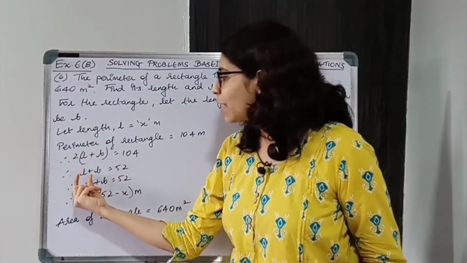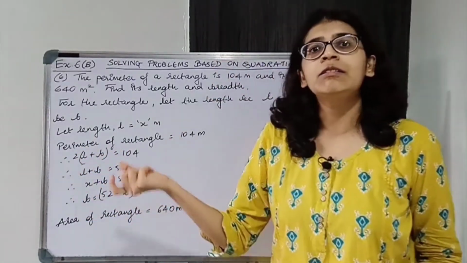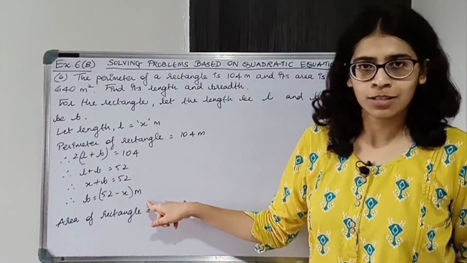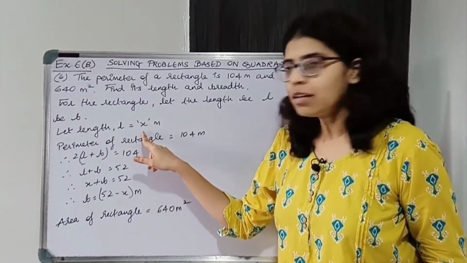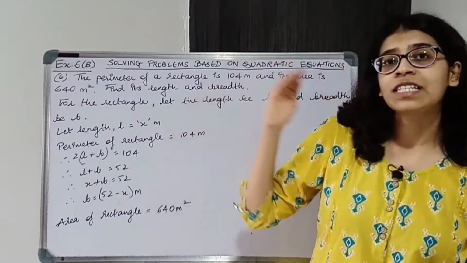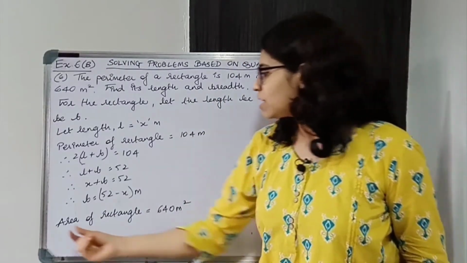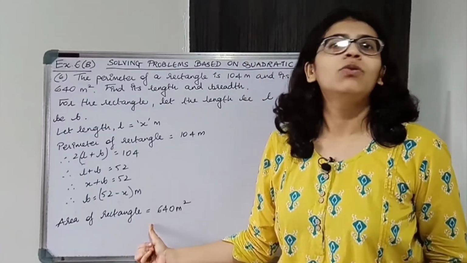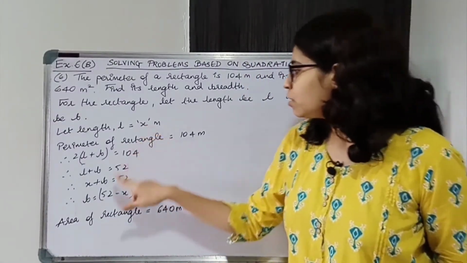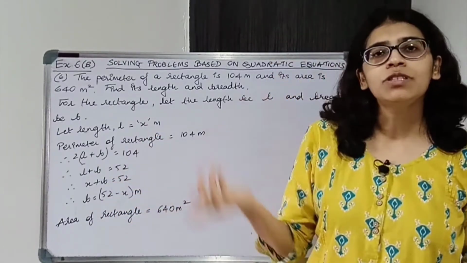Substituting the value of L over here. L is x. So breadth मिल जाएगा in terms of x. Okay, so L x है, breadth 52 minus x है. Now coming to the second condition. Second condition is area of rectangle. So area of rectangle is length into breadth. Okay, so x into 52 minus x is equal to 640.